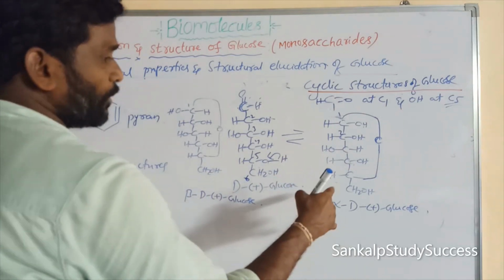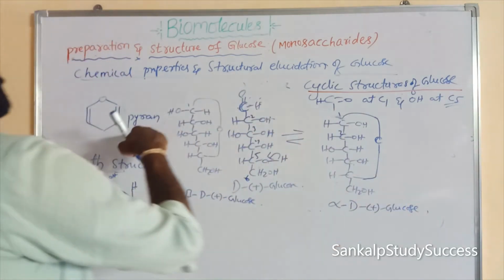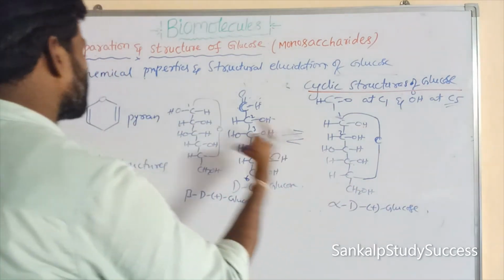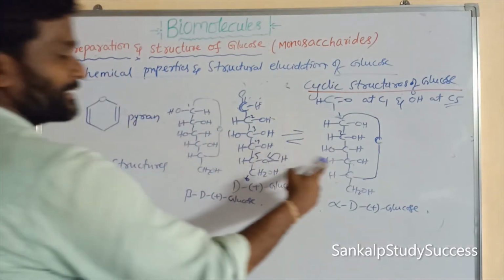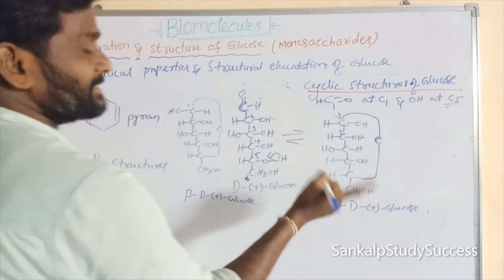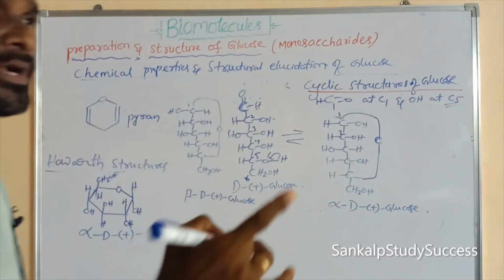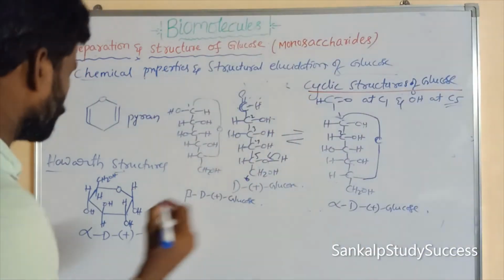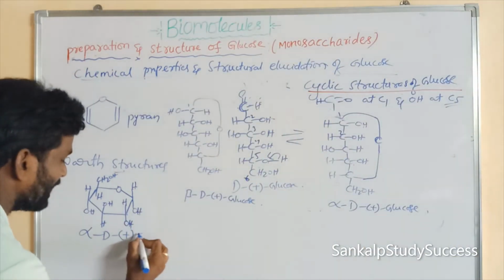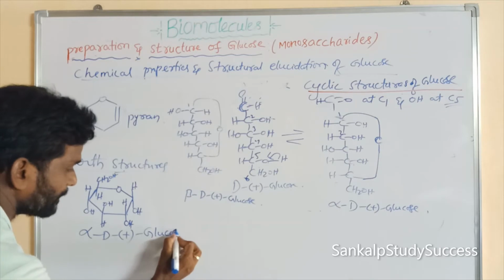So this is glucose, and the cyclic structure of glucose resembles pyran. So its name is glucopyranose, alpha D plus glucopyranose.